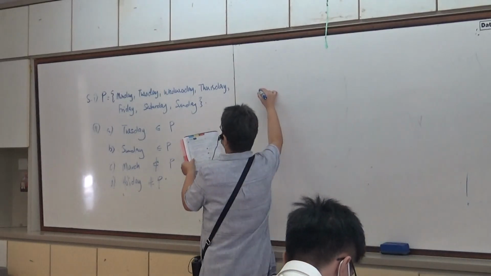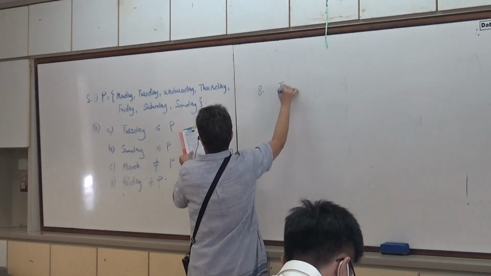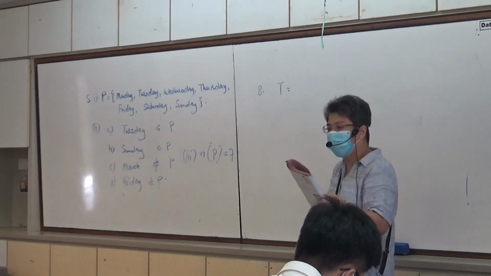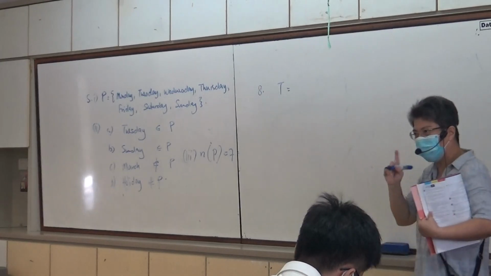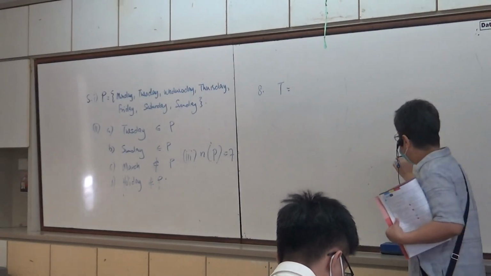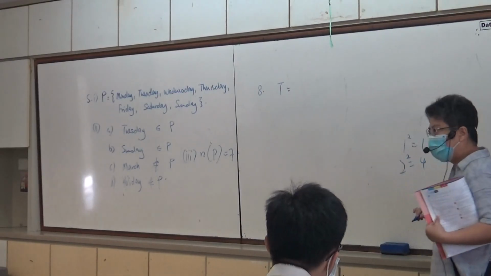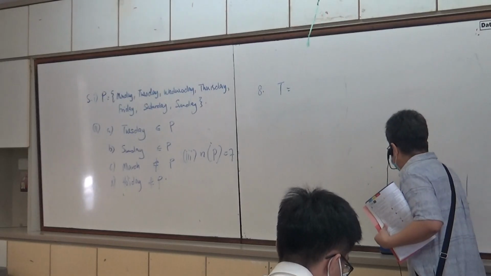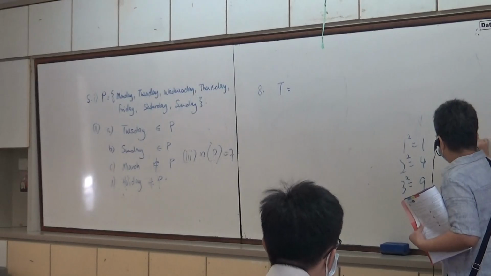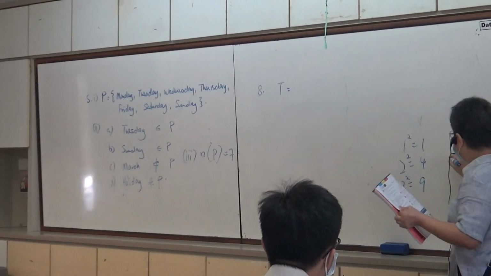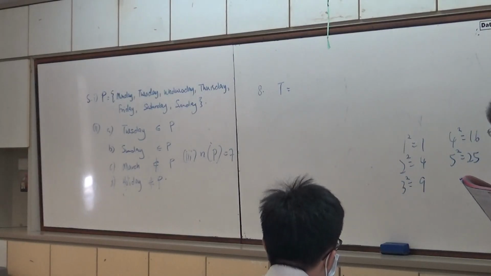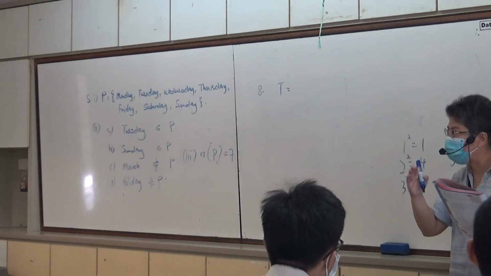Okay, we'll talk. 8. T is such that T is a perfect square between 10 and 15. Now, what is a perfect square? 1 squared, 1 is a perfect square. 2 squared is what? 4 is a perfect square. 3 squared is what? 9 is a perfect square. 4 squared is what? 16 is a perfect square. Then 5 squared is 25, a perfect square. Understand? Perfect squares are 1 squared, 2 squared, 3 squared.